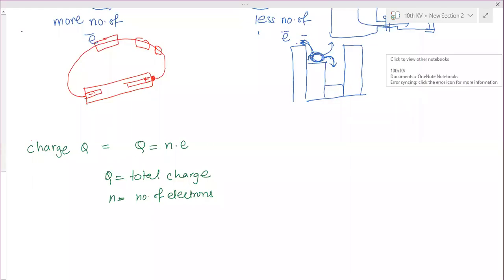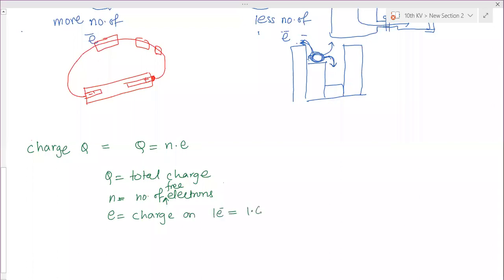The electrons which are present in the last shell are only moving. Some of them, not all of them, we call free electrons. So those free electrons are only moving. So N counts the number of free electrons. And E is the charge on one electron, whose value is fixed, that is 1.6 into 10 to power minus 19 coulomb. Coulomb is the unit in which charge is measured.